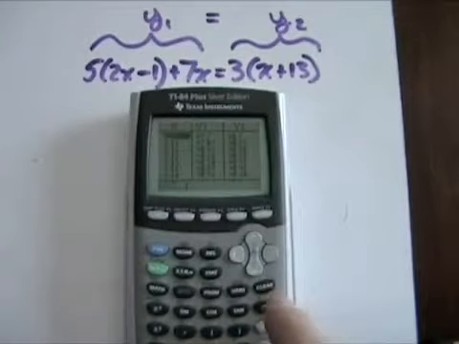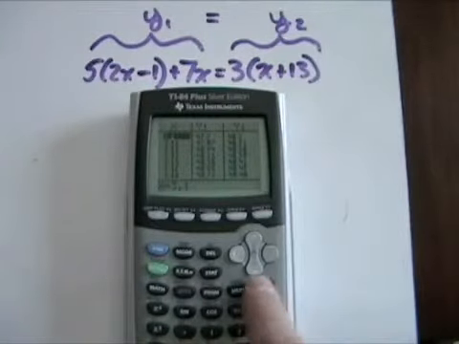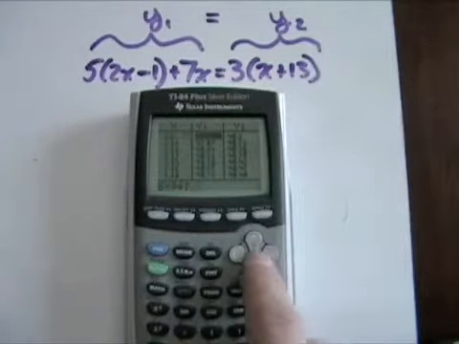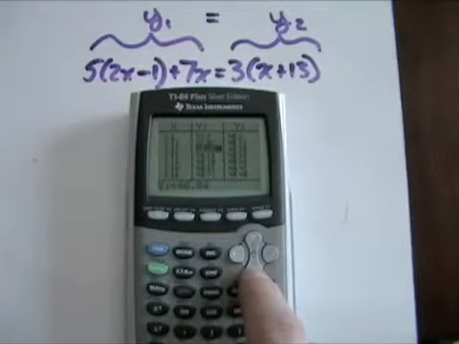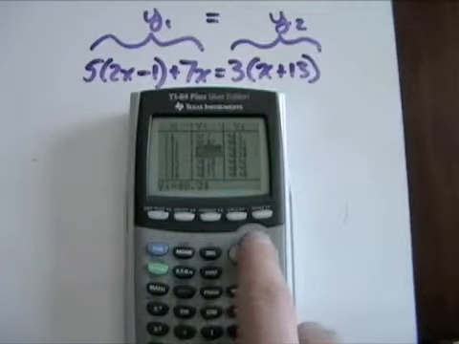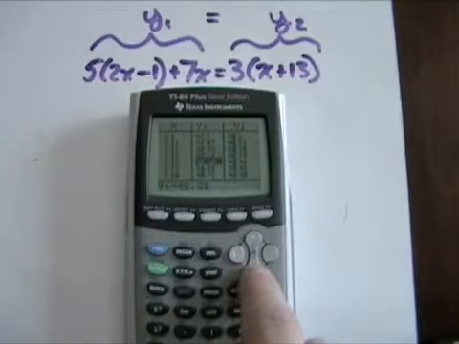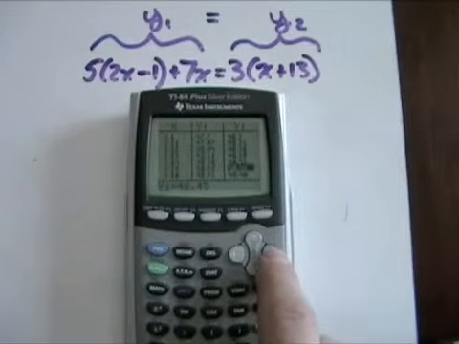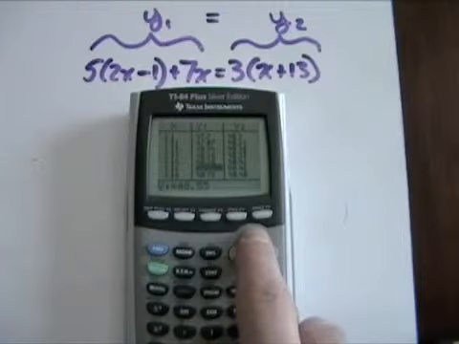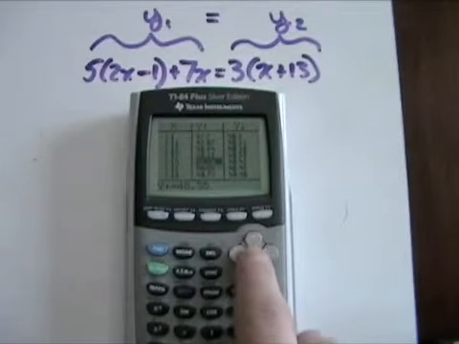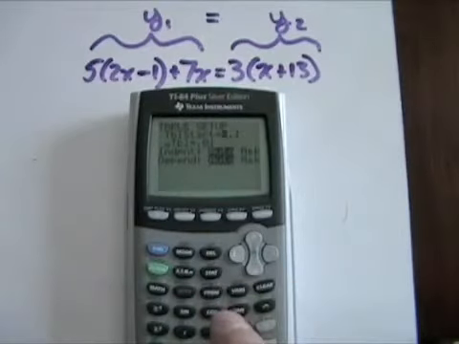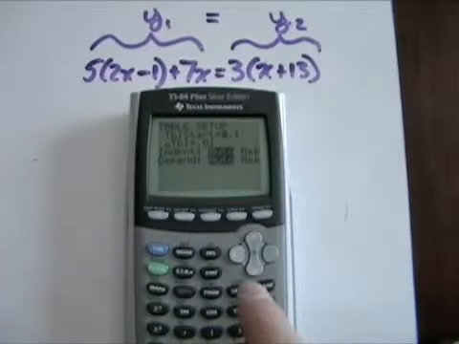And push table again. Let's see if we get something that's closer. What is the closest one here? This one is lower than this one. This one is lower than this one. This one's still lower than this one. But this one is higher than this one. So somewhere between here and here, they're going to equal each other. You can do this to any degree of accuracy that you're looking for.